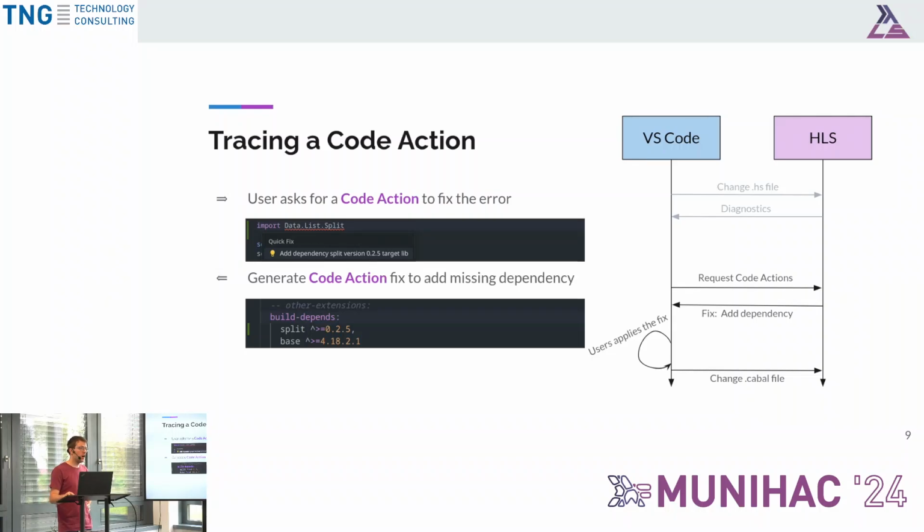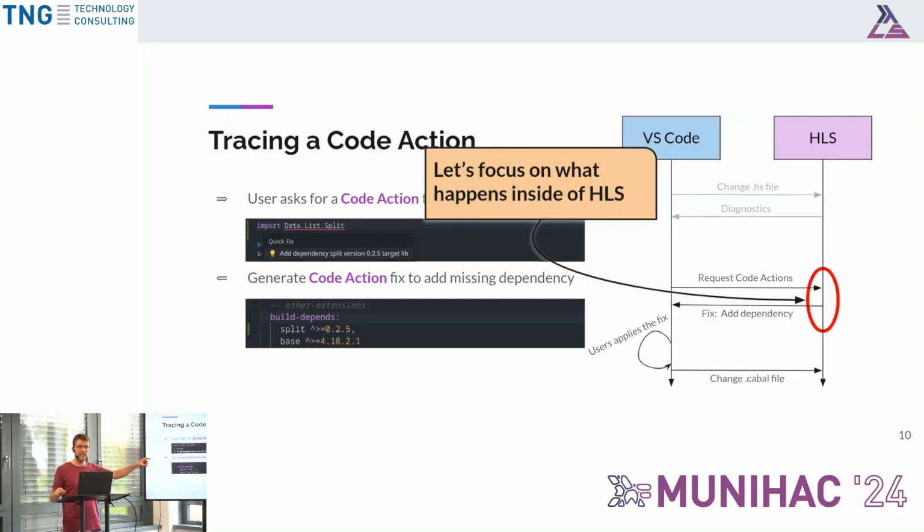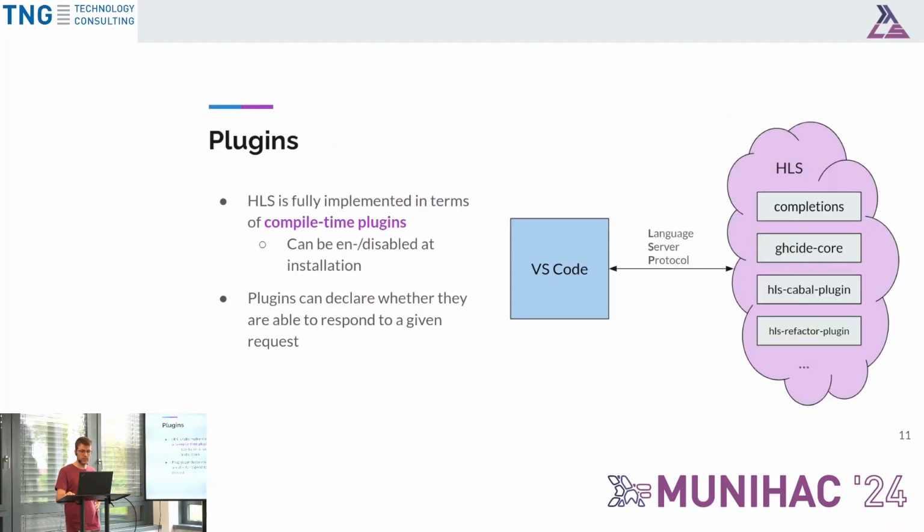Okay. So now that the general LSP workflow is clear to everyone, we want to focus on what is happening exactly in HLS when code actions are requested and when we produce them. To understand that, we have to take a look at the general architecture of the Haskell language server. Haskell language server is not a single binary.